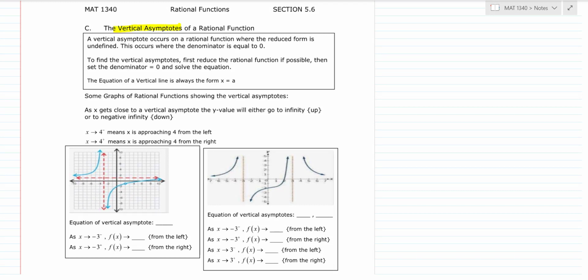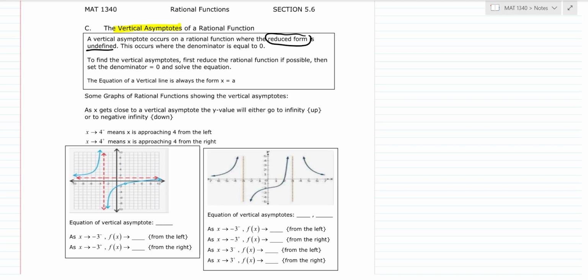So what you're going to find on a rational function is there are going to be places where the denominator is undefined. A vertical asymptote is where the reduced form is undefined. It's a little different than the domain because sometimes you can cancel out a factor. What happens on a graph of a rational function is typically you're going to see the graph break, and there are going to be these little breaks in here. These dashed lines that I'm drawing are called asymptotes.